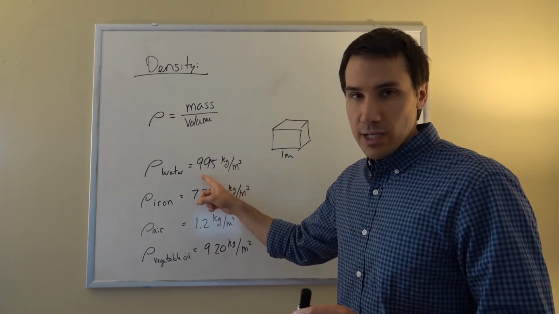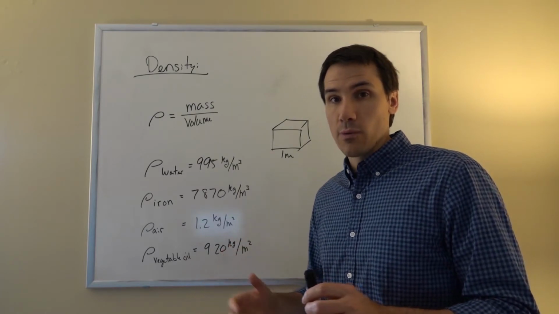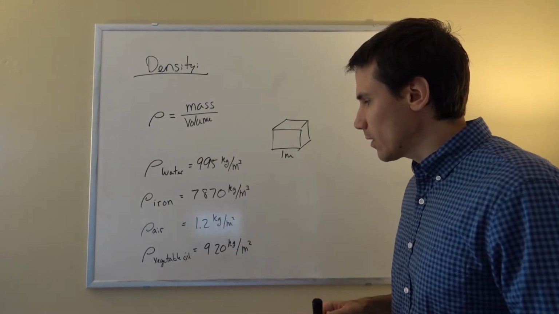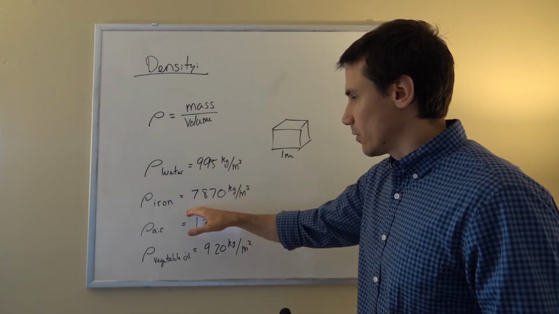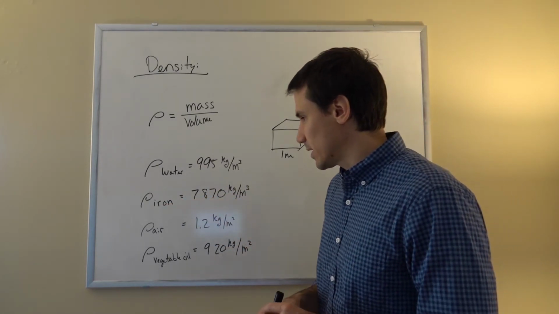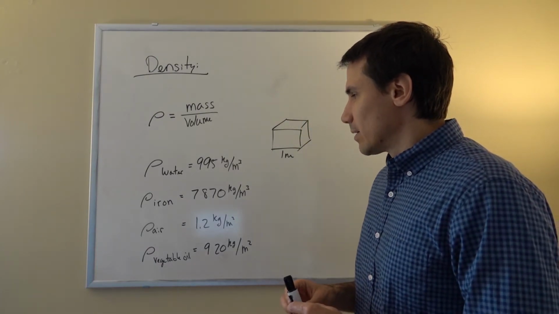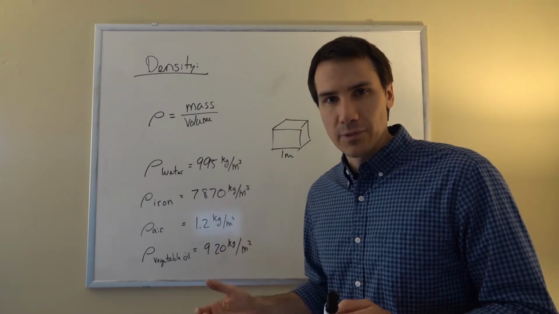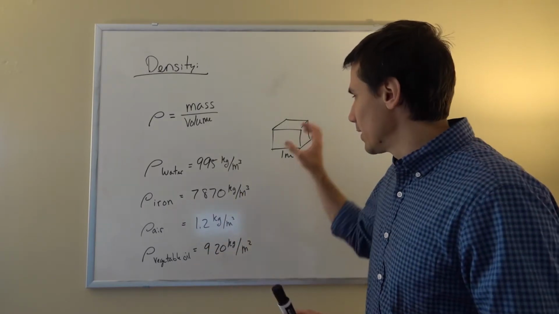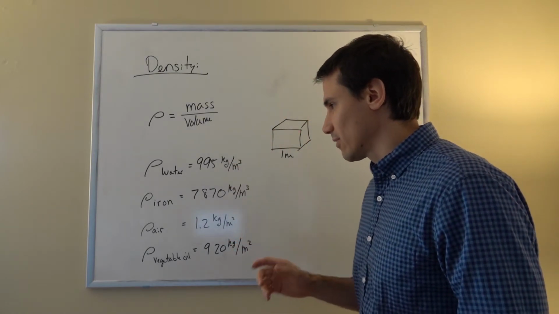But if you tried to pick up a 1 meter by 1 meter box of water, that would be an enormous amount of mass, right? I've also listed the densities of a few other things. So iron has a density of 7,870 kilograms per cubic meter, significantly more than water. You would really not be able to pick up a 1 meter by 1 meter box of iron. That is very, very heavy.